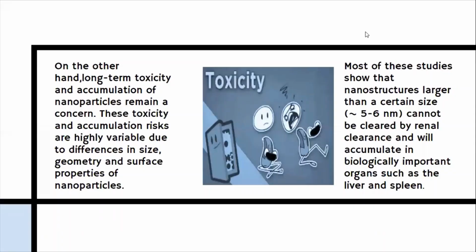On the other hand, long-term toxicity and accumulation of nanoparticles remain a concern. These toxicity and accumulation risks are highly variable due to differences in size, geometry, and surface properties of nanoparticles. Most of these studies show that nanostructures larger than a certain size cannot be cleared by renal clearance and will accumulate in biologically important organs such as the liver and spleen.